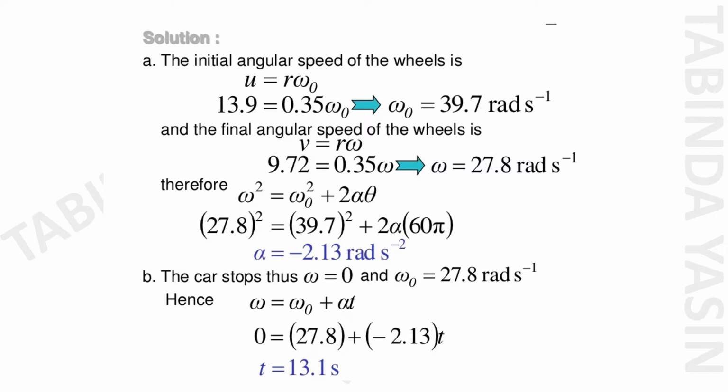And part B, the bicycle stops at omega is equal to 0 and omega naught is equal to 27.8 radians per second. Substituting the values in the equation omega is equal to omega naught plus alpha t, that gives t is equal to 13.1 seconds.